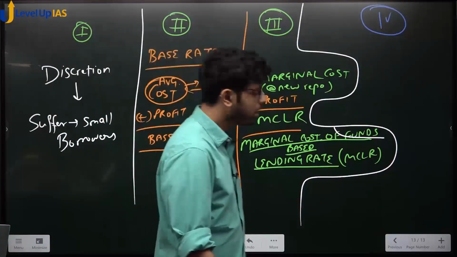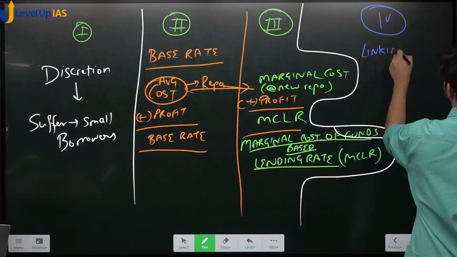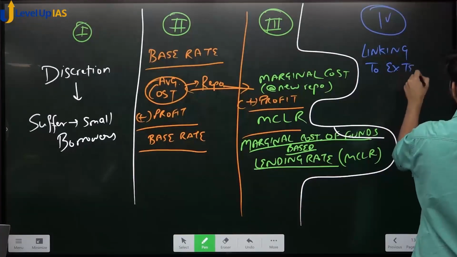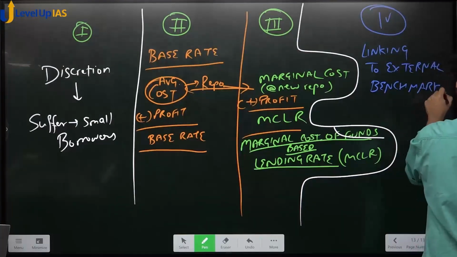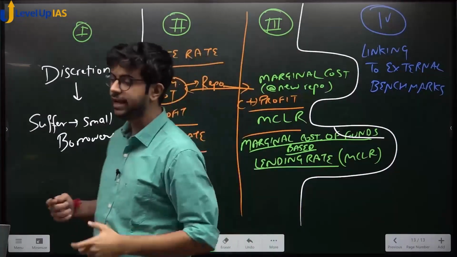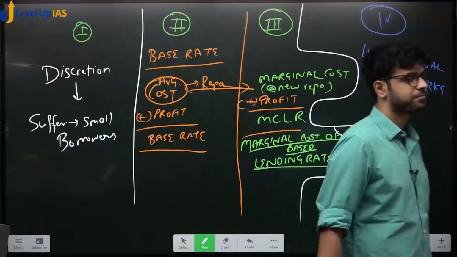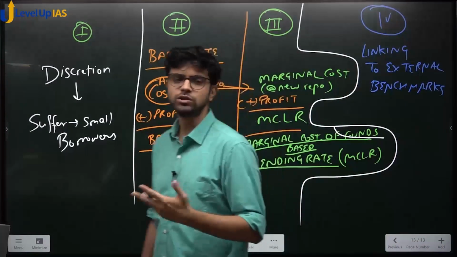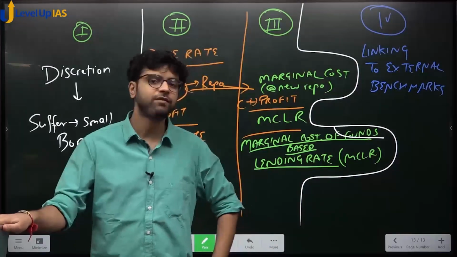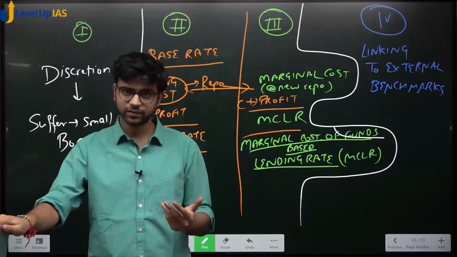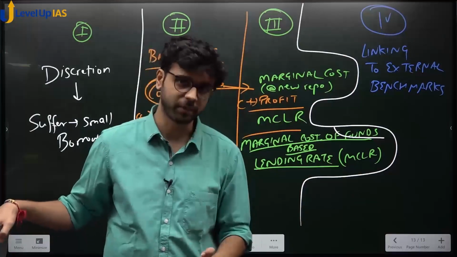RBI then brought in the regime of linking to external benchmarks. What does that mean? I will explain. RBI said that some of the loans, not all, are rate critical, where even a 0.5% reduction is very crucial. Loans by small people. If Tata is taking a loan, 9 and 9.2% will not make a difference, but it makes a lot of difference for a farmer.